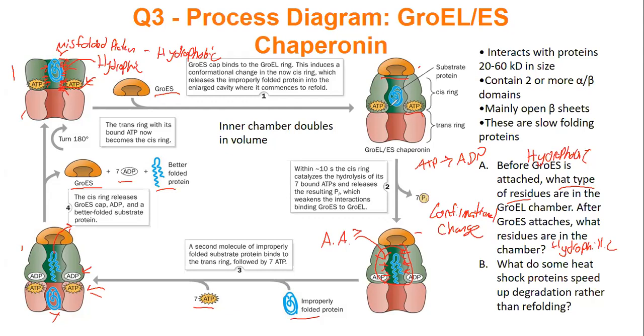One of the things heat shock proteins do is that they will destroy proteins instead of refolding them like chaperones. So why do some heat shock proteins destroy proteins instead of attempting to refold them? They just say, screw it, chop it up. Why? Who can think of a reason why?